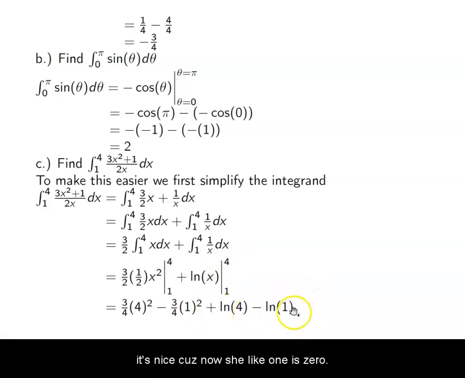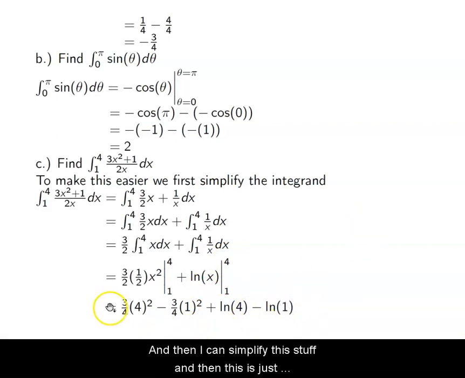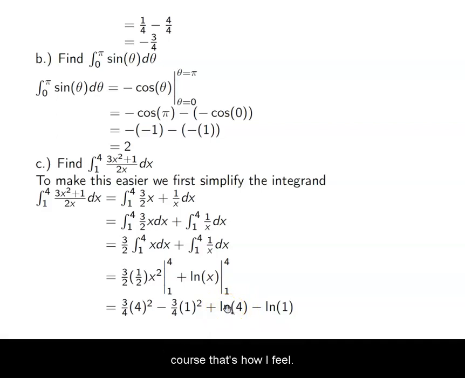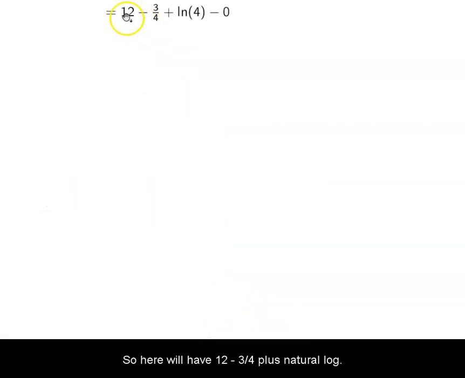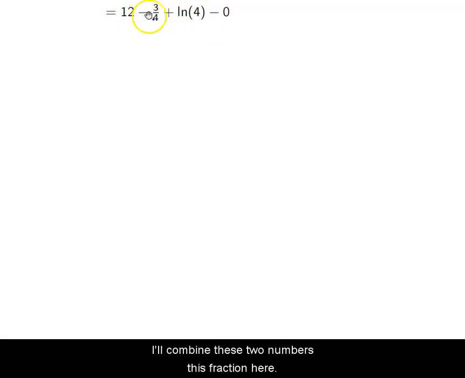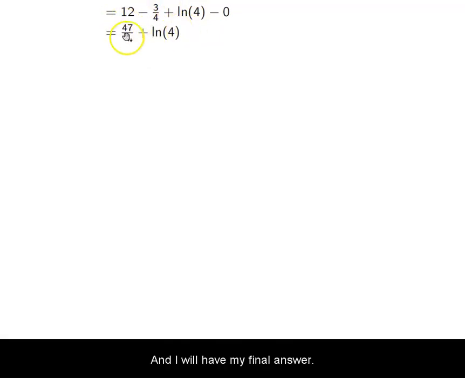Now it's nice because natural log of 1 is 0, and then I can simplify this stuff, and then this is just natural log of 4. I don't have to put it in decimal form. I'll just keep everything exact. As you know, in this course, that's how I prefer things. So here we'll have 12 minus 3/4 plus natural log of 4. I'll combine these two numbers, this fraction here, and I will have my final answer.